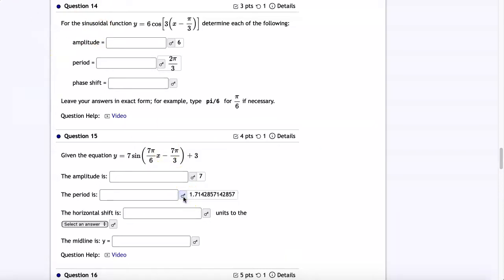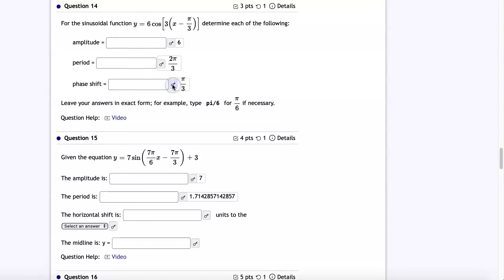So they have written it as a decimal, but you need to write it as 12 over 7. Phase shift. This would be a phase shift of pi thirds, and you don't have to say to the right. If you write a positive pi thirds, that indicates that you are moving to the right. Here in this problem, they called it horizontal shift, but I want you to note that phase shift and horizontal shift are the same thing.